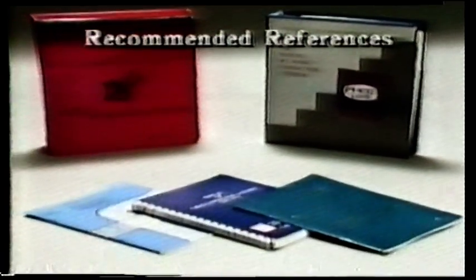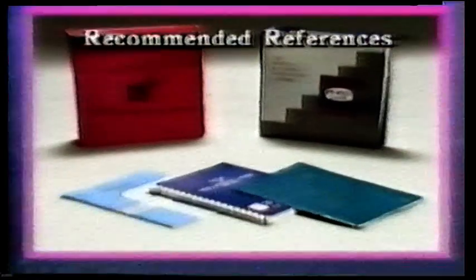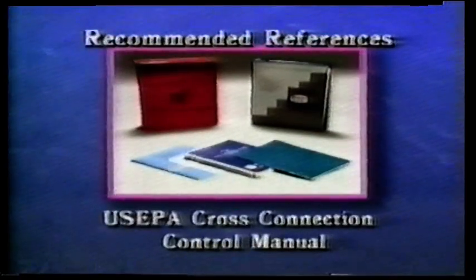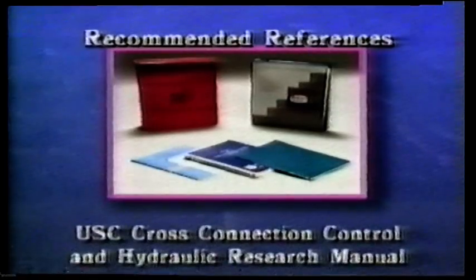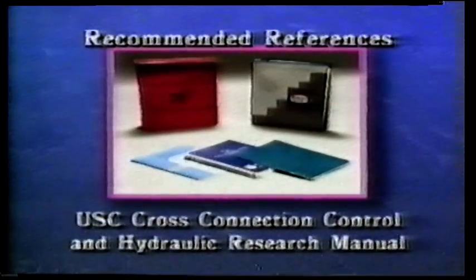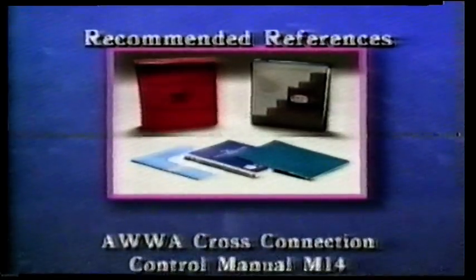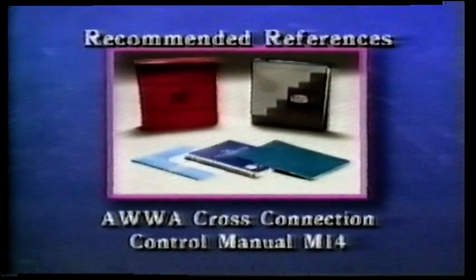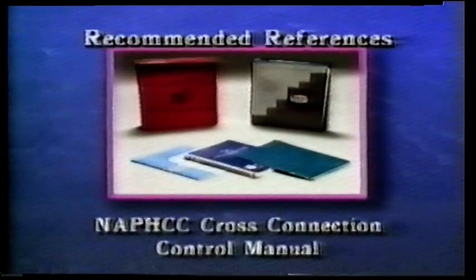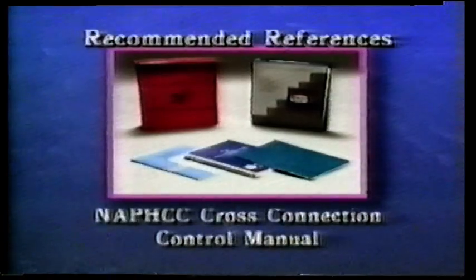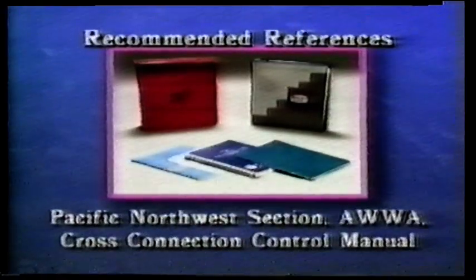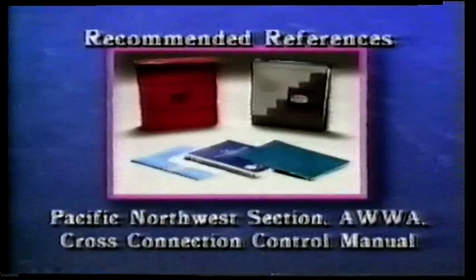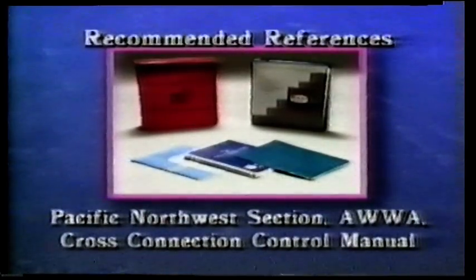Some recommended reference documents containing more detailed lists of cross-connections in various facilities and their suggested remediations are the U.S. EPA Cross-Connection Control Manual, the University of Southern California Cross-Connection Control and Hydraulic Research Manual, the American Waterworks Association Cross-Connection Control Manual M14, the National Plumbing, Heating, and Cooling Contractors Cross-Connection Control Manual, and the Pacific Northwest Section AWWA Cross-Connection Control Manual. We hope you enjoyed our video presentation.